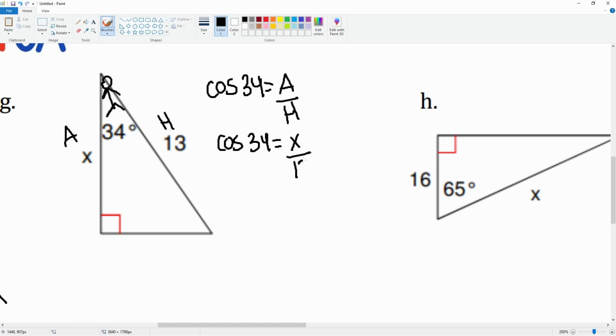The hypotenuse is 13. Cross multiply, okay? And then we get 13 times cosine of 34 is equal to x. x is approximately, if we plug that into the calculator, 13 cosine 34, that gets you 10.8 if we round to the nearest tenth.